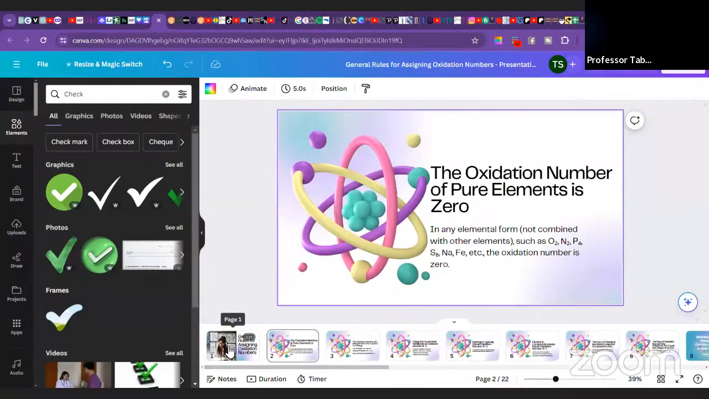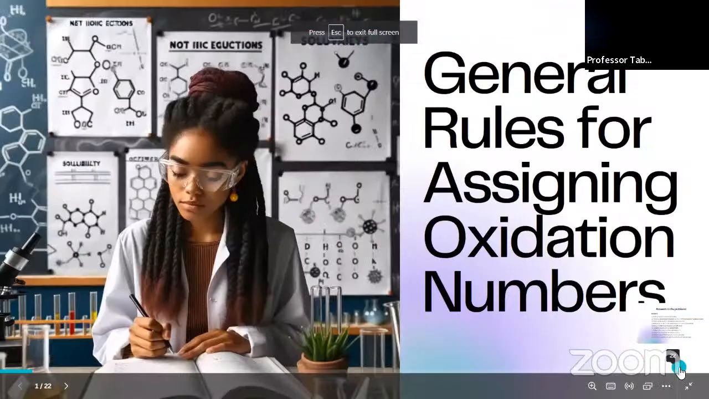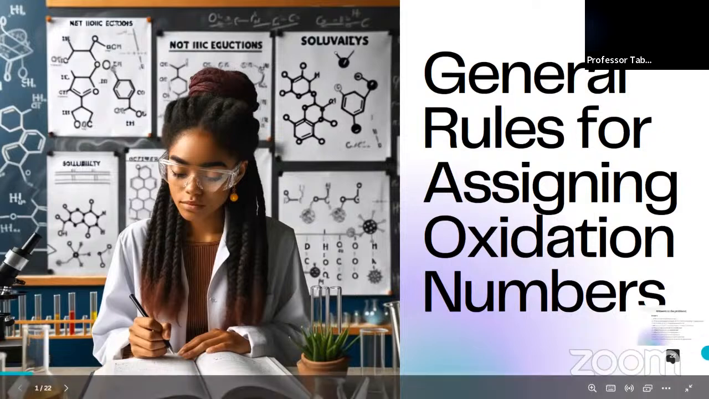Okay, so let me switch over here. There we go. So for those of you that came in the building, you may have seen me have this up on the screen, and it's the oxidation rules for assigning oxidation numbers. So this is what we're going to cover today. And in order to understand electrochemistry, you've got to understand oxidation rules, okay?